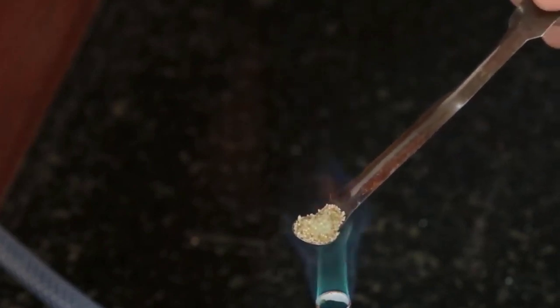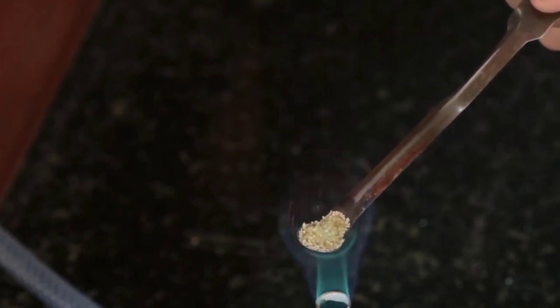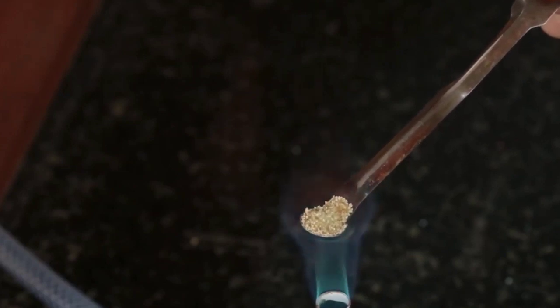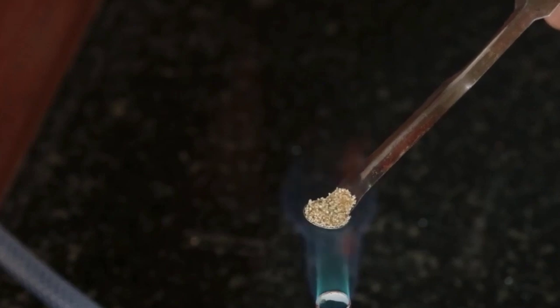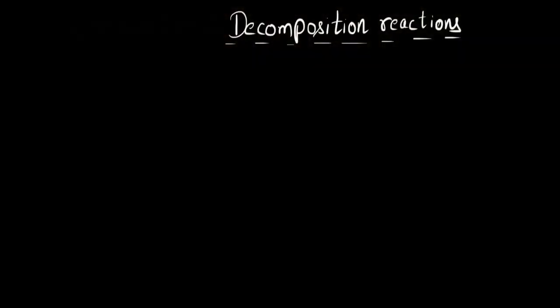So first I have some light green colored crystals of iron sulfate, and I'm going to heat them. Now as I heat them, I see the color changing from light green to brownish color. And also there is a bad smell coming from here. So this tells me that there is some chemical reaction that has taken place. In fact, iron sulfate has decomposed into multiple products. Let's write this equation to see this.